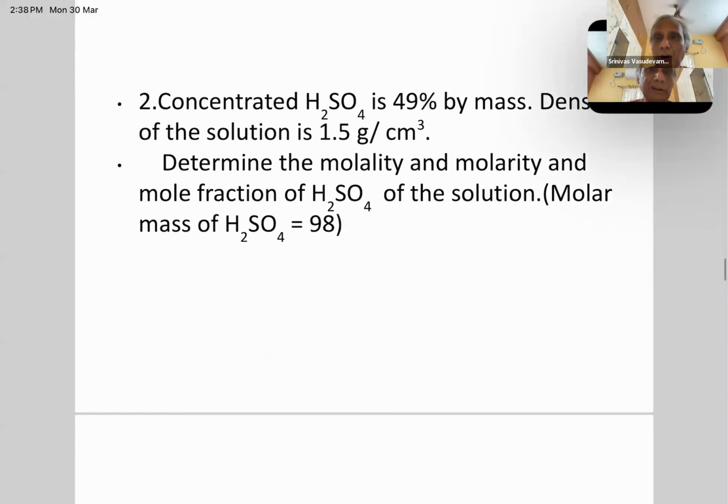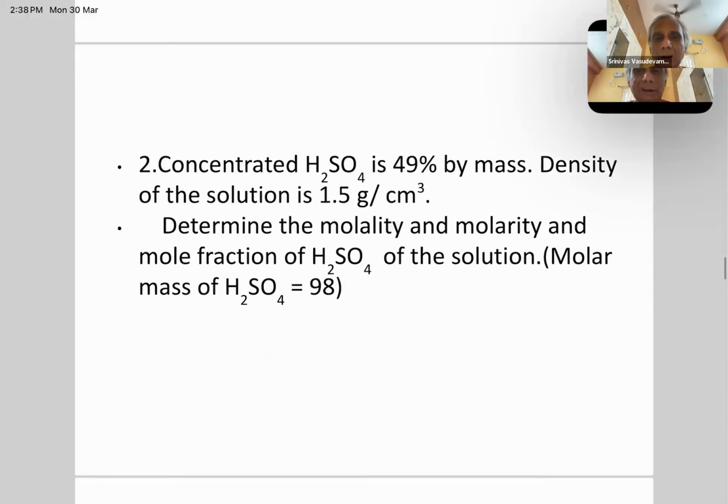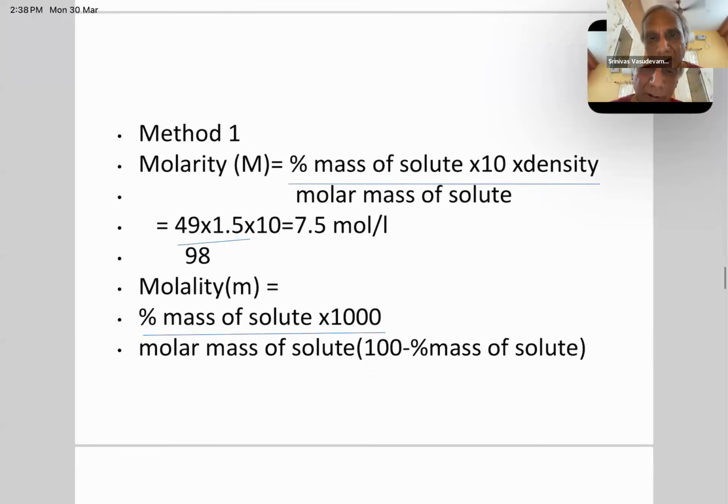Concentrated sulfuric acid is 49% by mass. The density of the solution is 1.5 gram per centimeter cube. Determine its molality and mole fraction of sulfuric acid in the solution. Molecular mass of sulfuric acid is 98. Sometimes molecular mass will not be given to you in the exam, because the atomic masses of hydrogen, sulfur and oxygen are known to you. First method, using the formula.